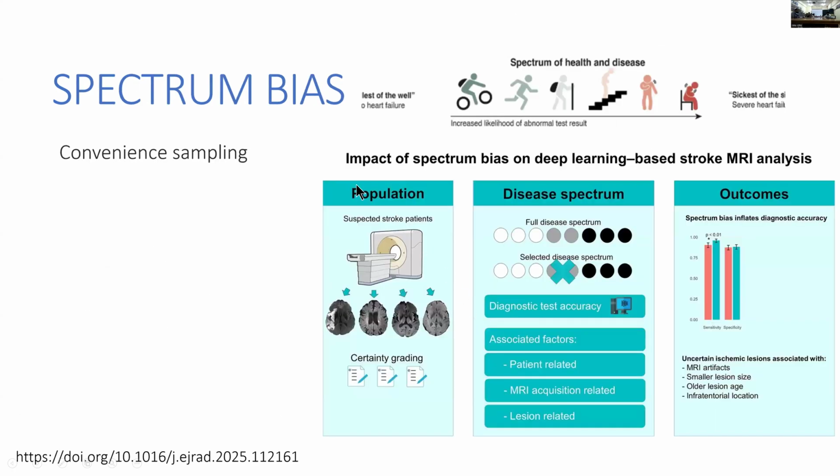Second is convenience sampling. We know that there's a huge spectrum of disease. There are sickest of the sick and there are well people. So which patients you use to test the validity of the test will also affect the sensitivity and specificity. We'll see an example.